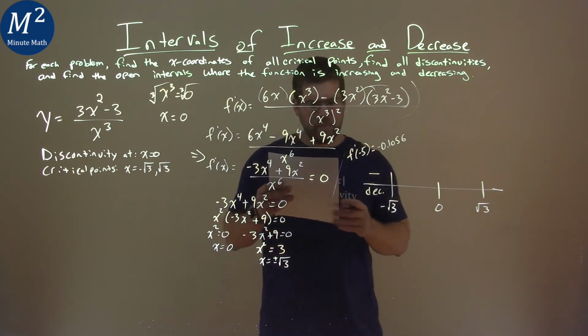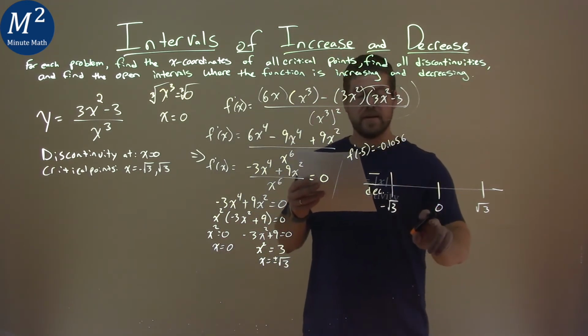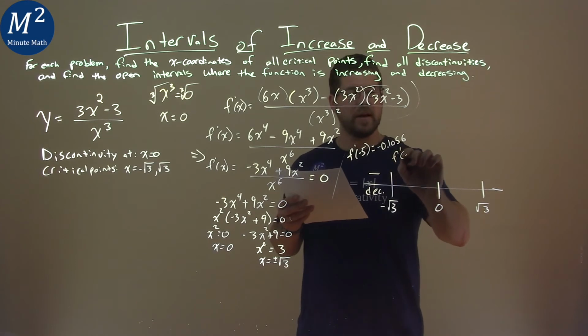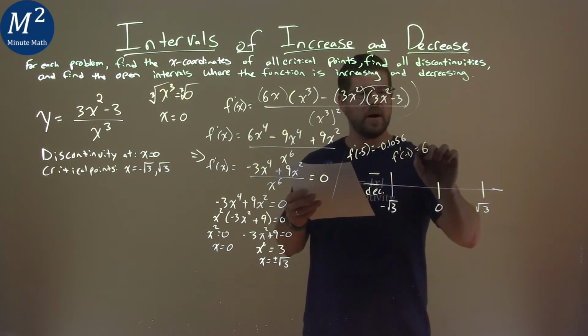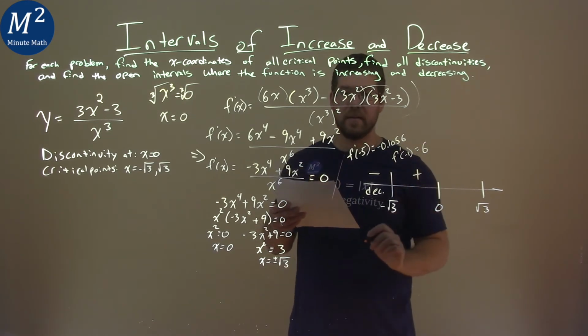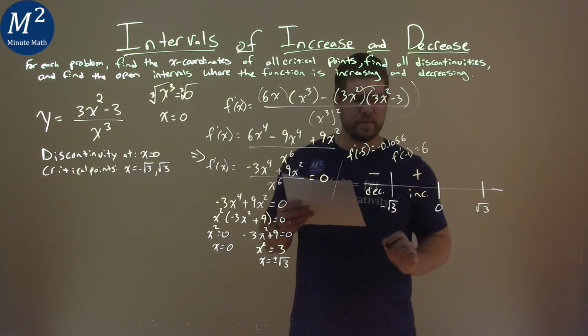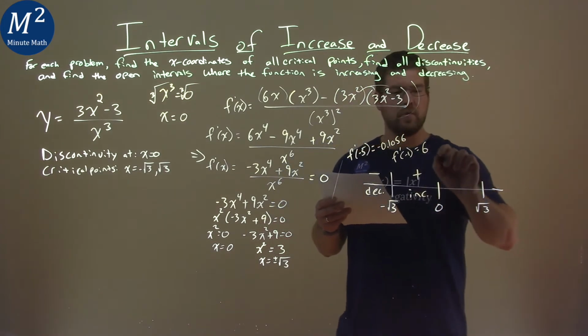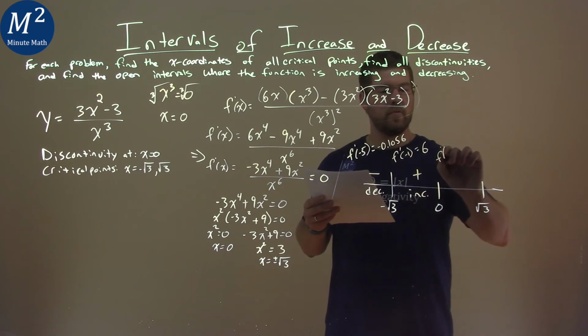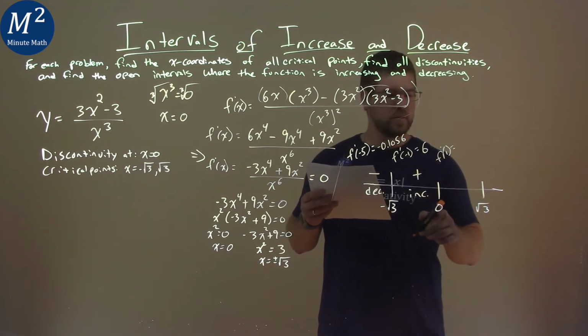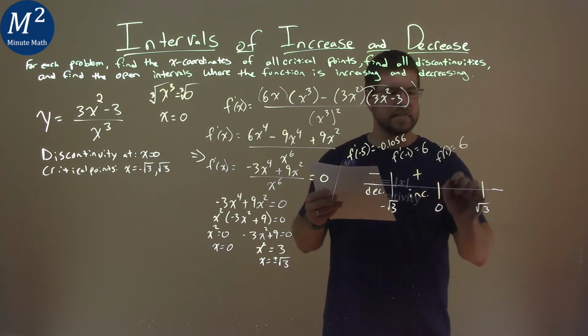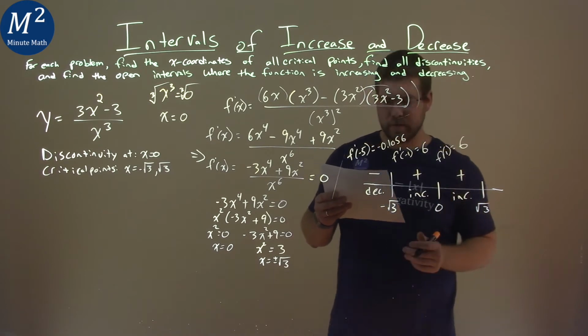Now, between negative square root of 3 and 0, I picked negative 1, so I found f prime of negative 1 here. And that came out to be a positive 6. I just care that it's positive, and then it's increasing. Same thing between 0 and square root of 3. I found f prime of positive 1 here, it's within that interval. And again, I got 6, positive, increasing.